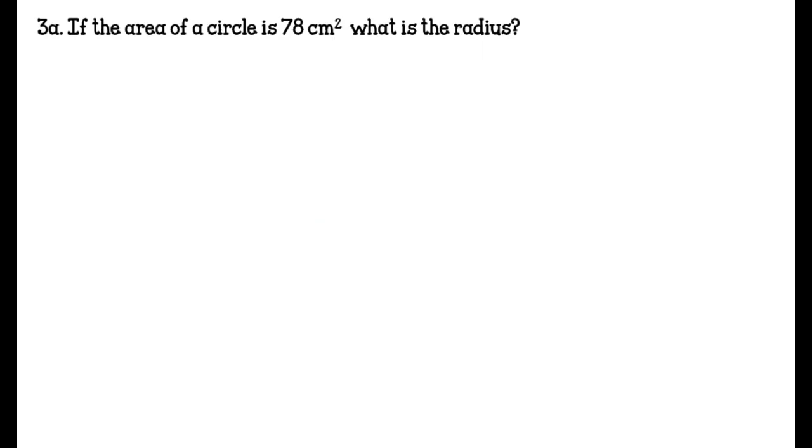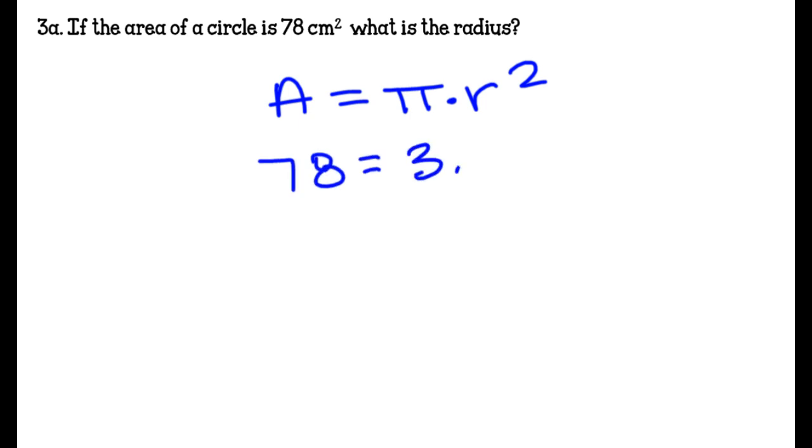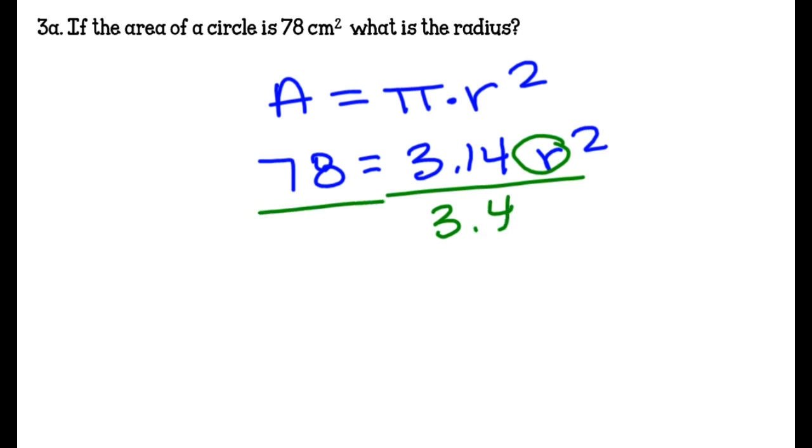3A, here we get a lot trickier. If the area of a circle is 78 centimeters squared, what is the radius? So if I have my formula, A equals pi times radius squared, my area is 78. I'm going to write 3.14 for pi, just so I remember that that's a number I know. And I need to get this variable by itself, not myself. So I divide by 3.14. What you do to one side, you must do to the other. Remember, our ultimate goal is to get that variable by itself so we can know what the radius is.